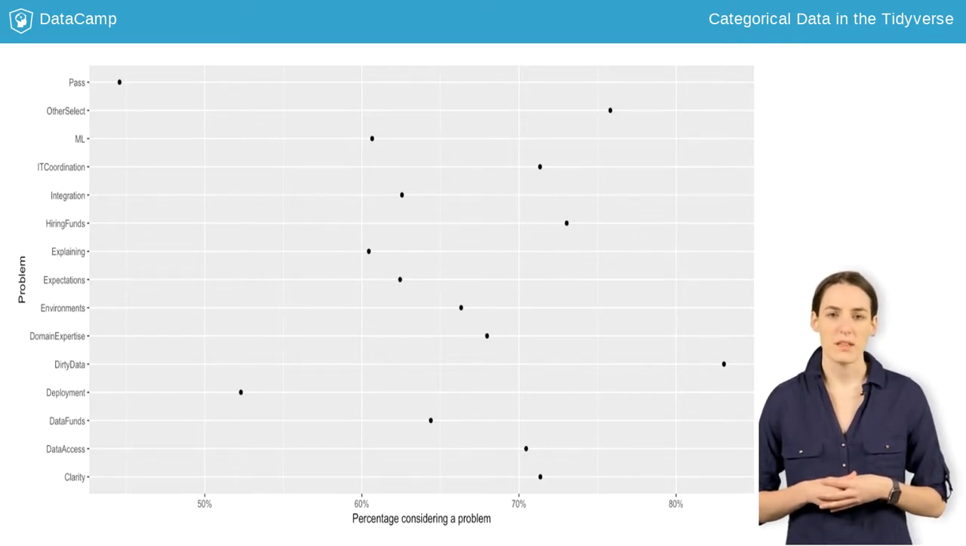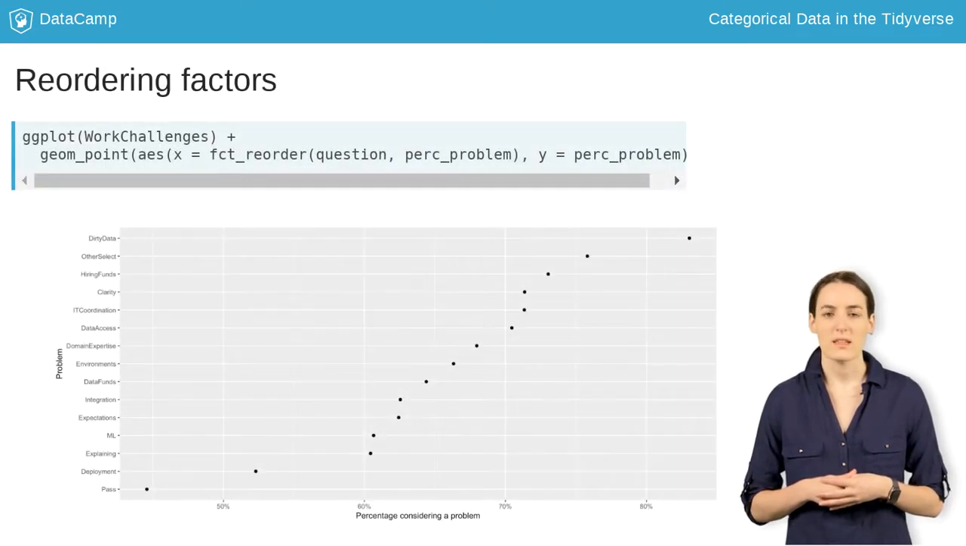It's very hard to read this graph right away. For example, to find the problem the largest percentage of people consider an issue, we have to find the point all the way on the right and then connect it back to the text on the y-axis. It's even more difficult to do this for points in the middle. To fix this, we can use the forcats function fct_reorder.